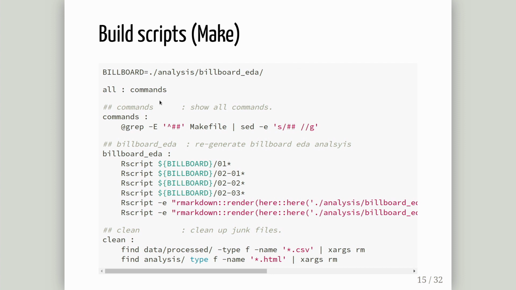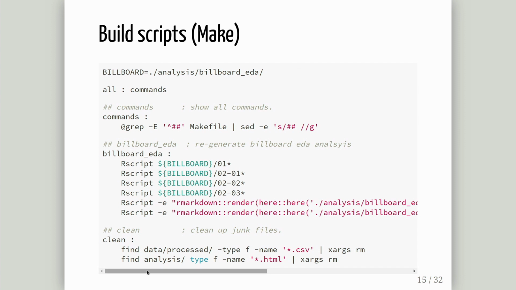And so you can make a really simple makefile. It supports variables, so billboards. Here I'm defining all and commands, and all it's doing is looking for these 2 hashes. So when I say make, for example, it will print what I state in these comments. So this is a self-documenting makefile. And so the easiest thing you can do is just say, hey, when I say make billboard EDA, just run my entire pipeline, right? So this is just going to run all of those scripts in that order, et cetera, et cetera.